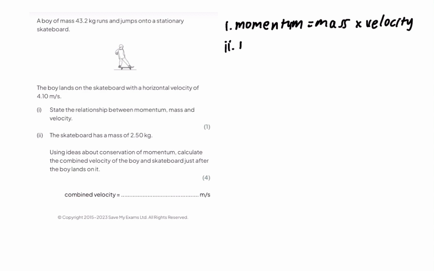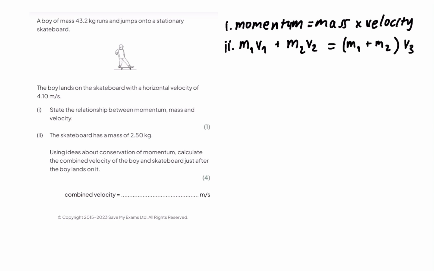So let's say that the boy's momentum is m1v1 plus the skateboard's momentum of m2v2. And because after a collision, the boy and the skateboard would be moving in conjunction, that means that the boy and the skateboard would have a combined mass, so m1 plus m2, and they'll be moving at a new velocity of v3. Okay, so using this equation, we can just plug in values.